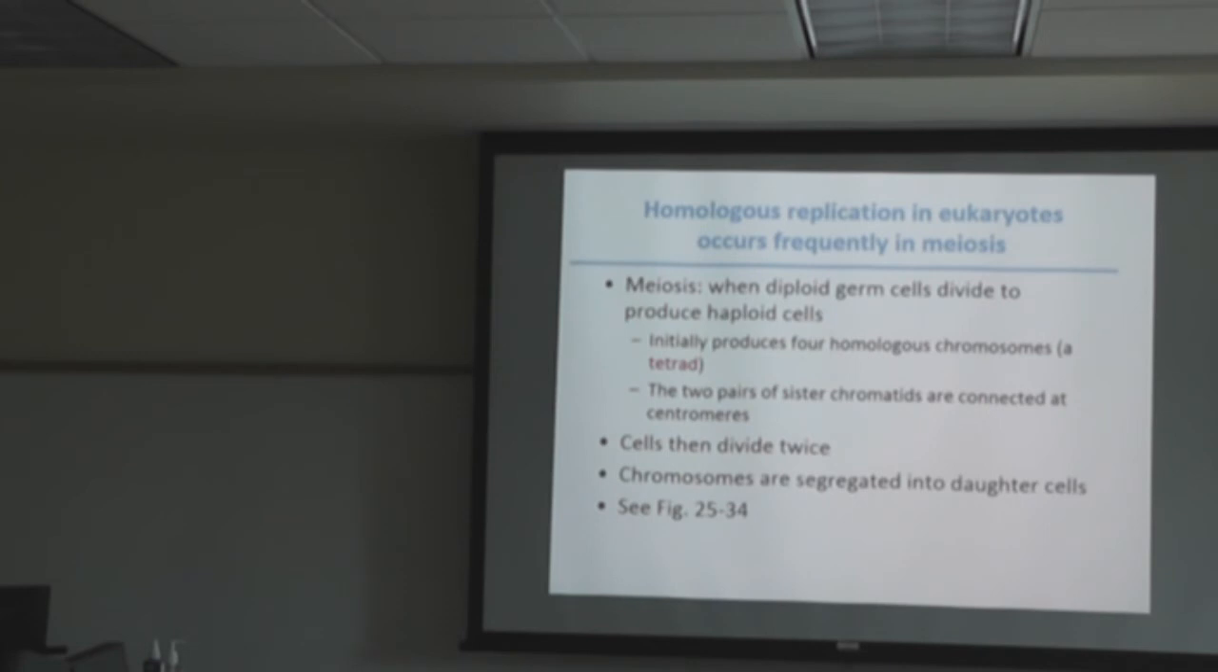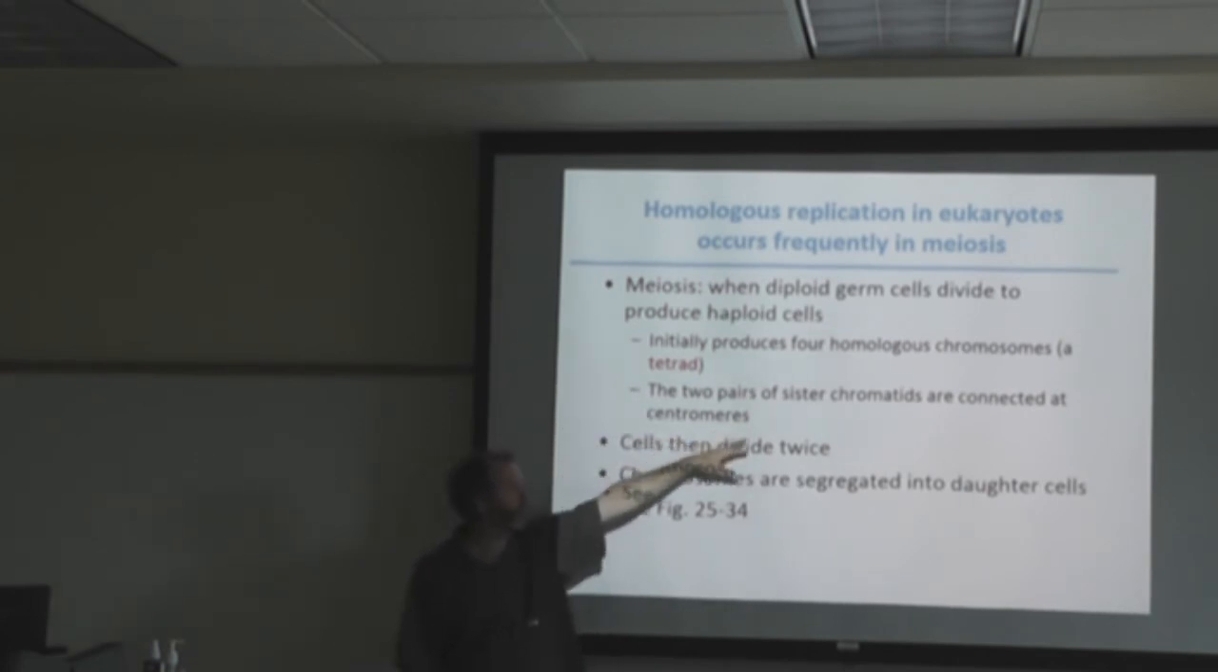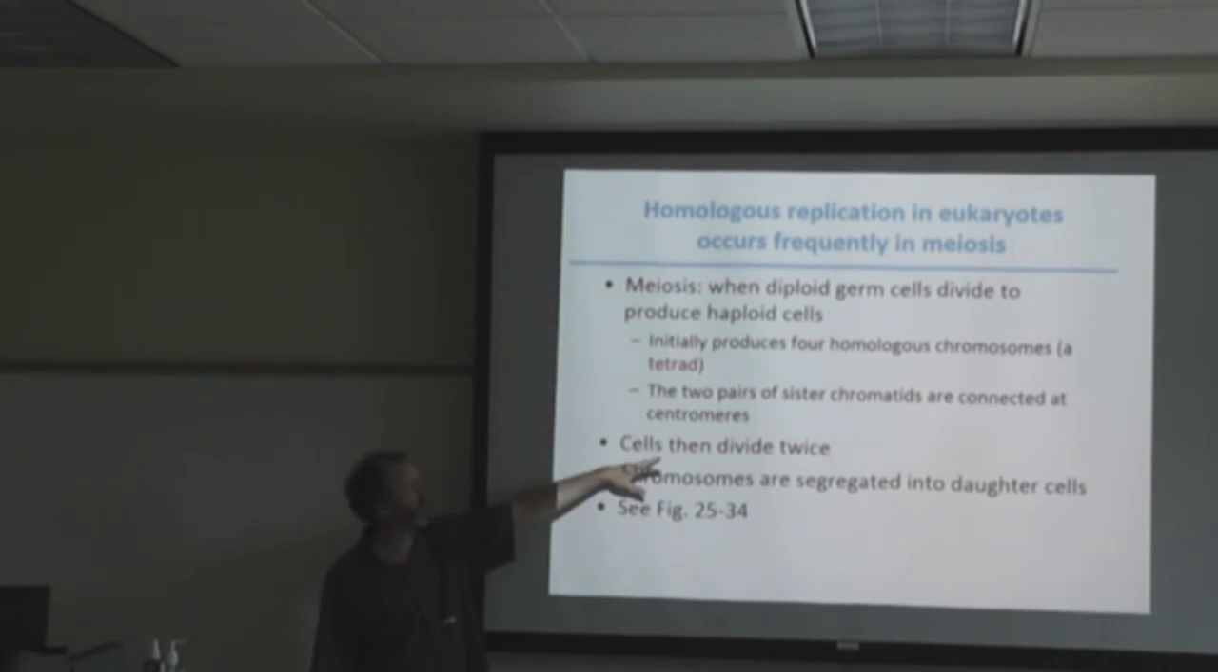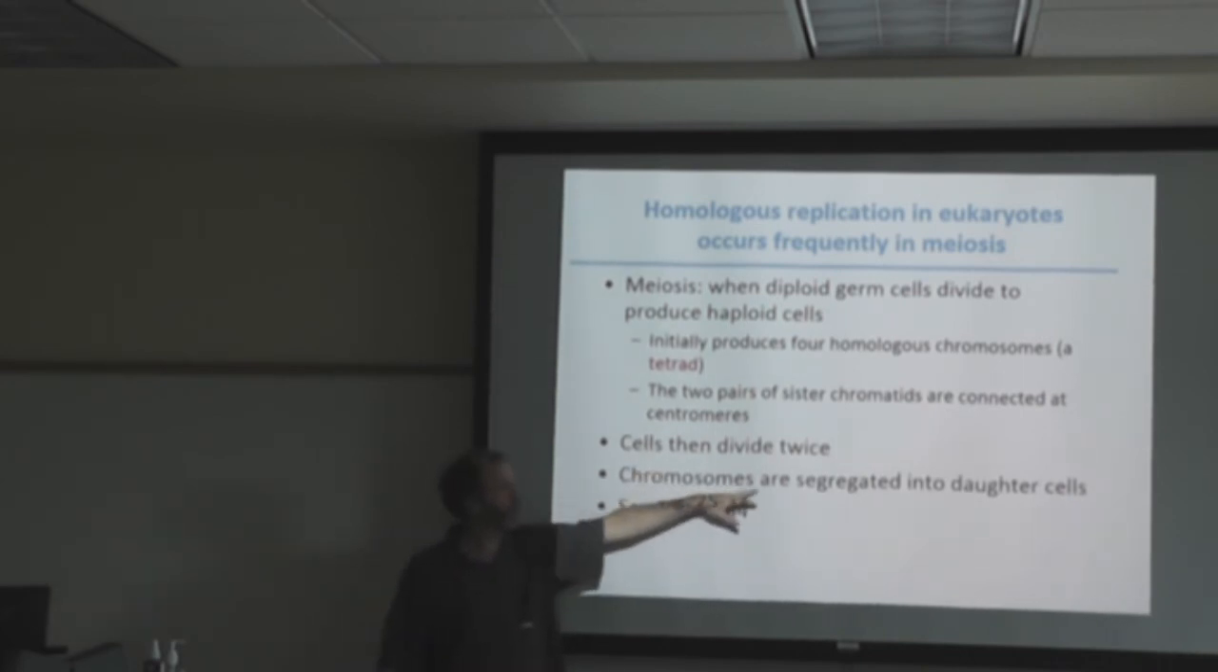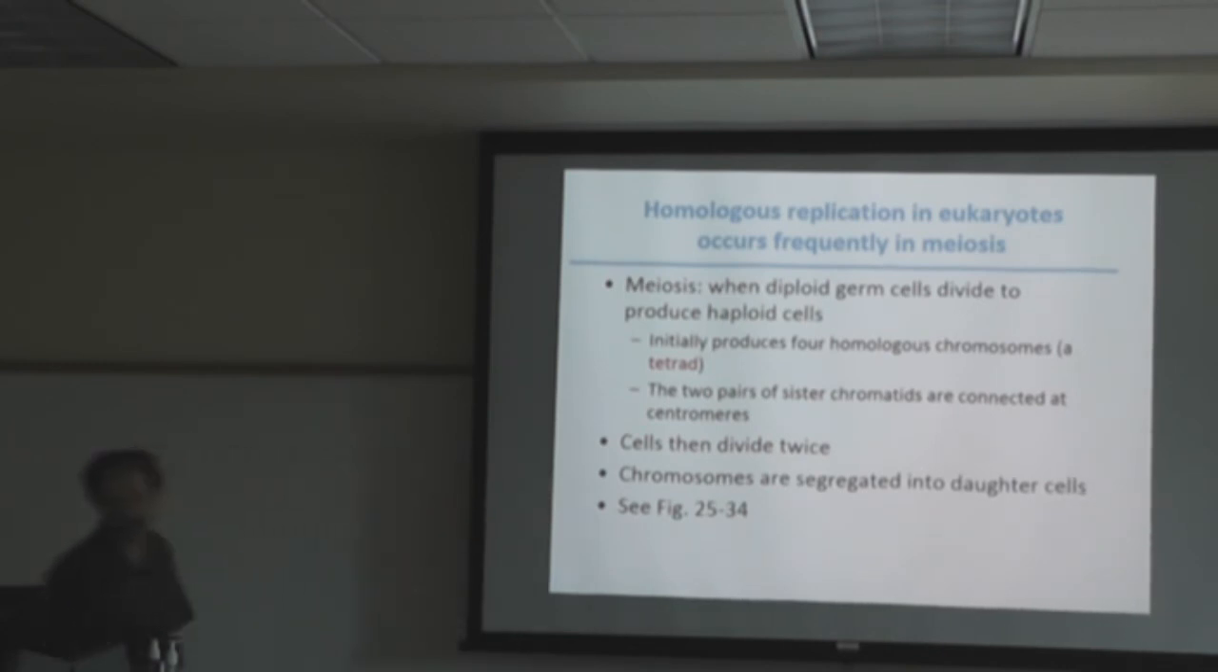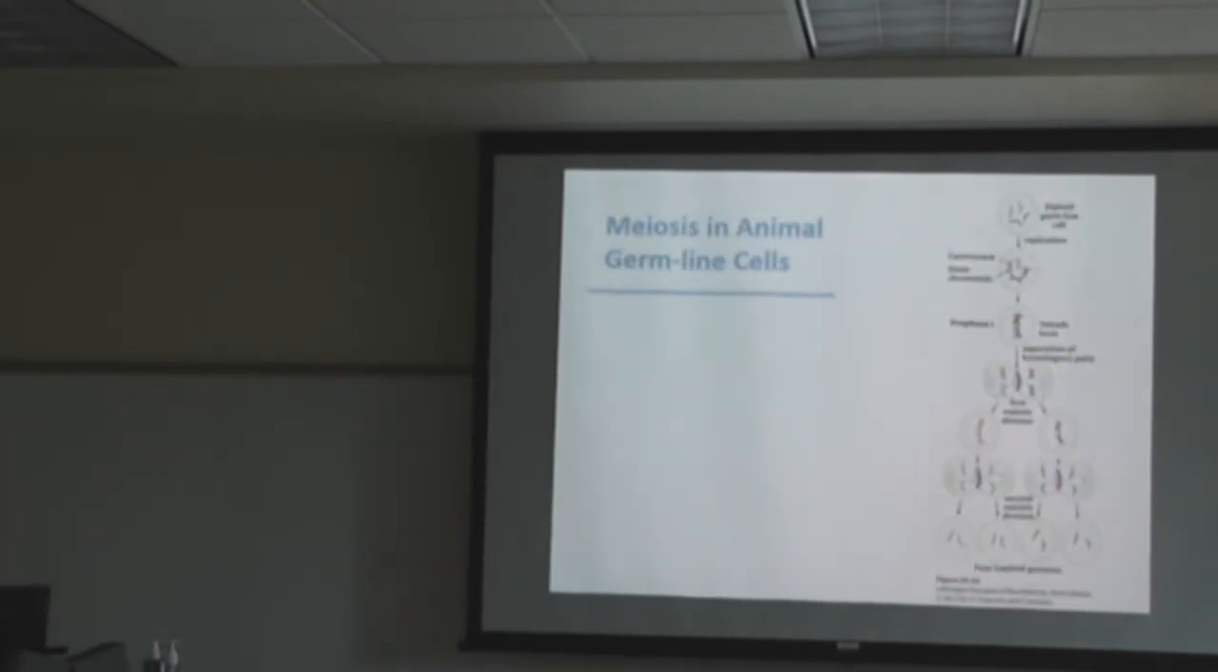So in eukaryotes, we see it occurs frequently in meiosis, right? Meiosis is where the 2 chromosome pairs separate, and those are homologous chromosomes, so it's a great time for recombination to occur. Initially it produces 4 homologous chromosomes during meiosis, a tetrad, and the 2 pairs of sister chromatids are connected at the centromeres. The cell then divides twice, and the chromosomes are segregated into their daughter cells, like so, and you have the 4 haploid cells. So this is a time where you can get recombination when those pairs are copying and separating.